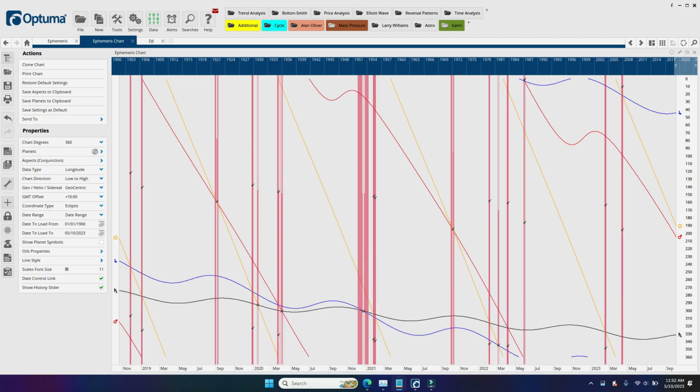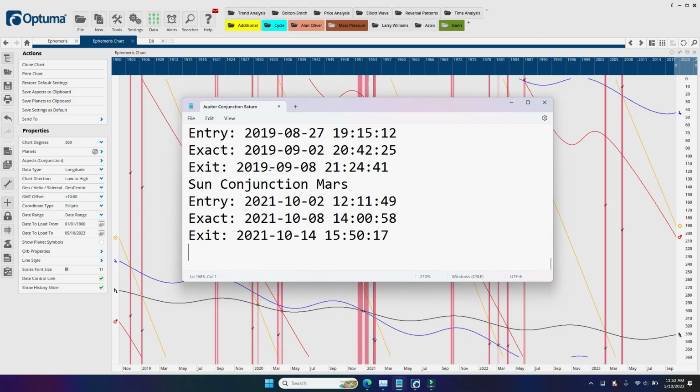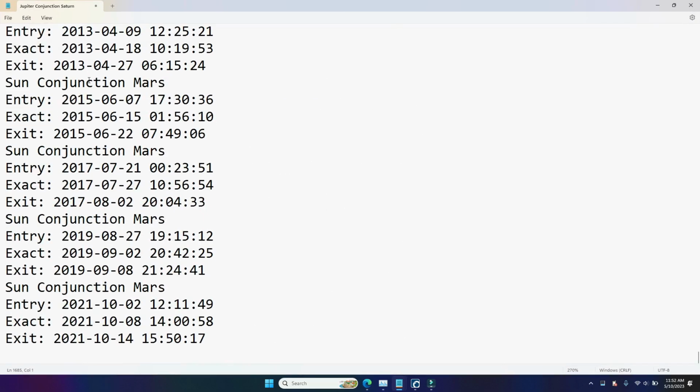I want to open this up and paste it in, and then I have my dates of when the market might be influenced by the Sun conjunction Mars. It's going to enter with an odd period, hit that period exactly, and then exit. So entry is what they call in astrology applying, then we have the exact hit, and then exit, which is called separating. We're moving towards the event, then hitting the event, and then moving away from the event. So we're applying, we're hitting, and we're separating.